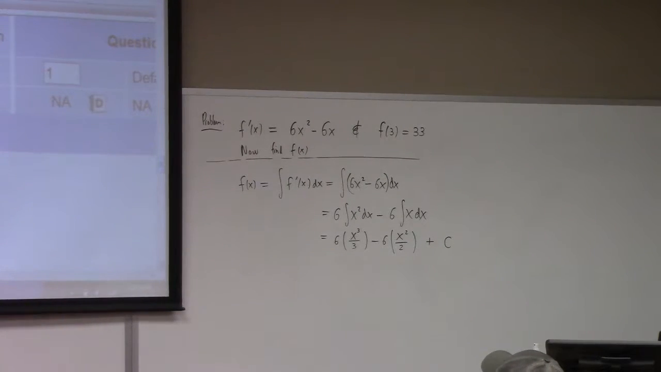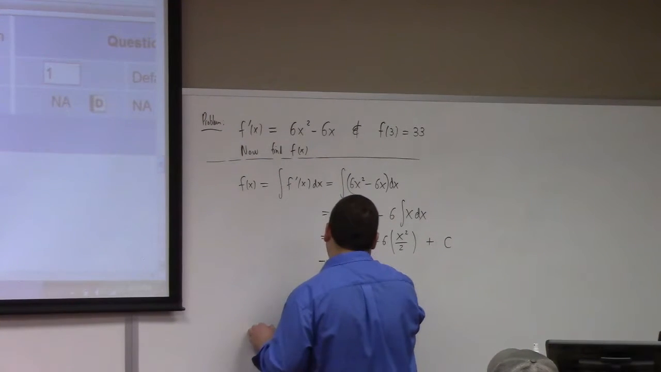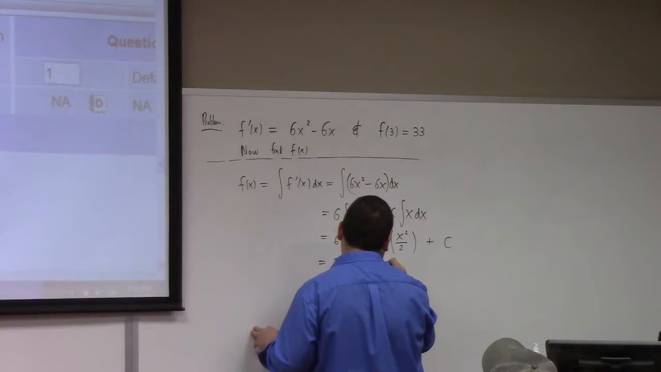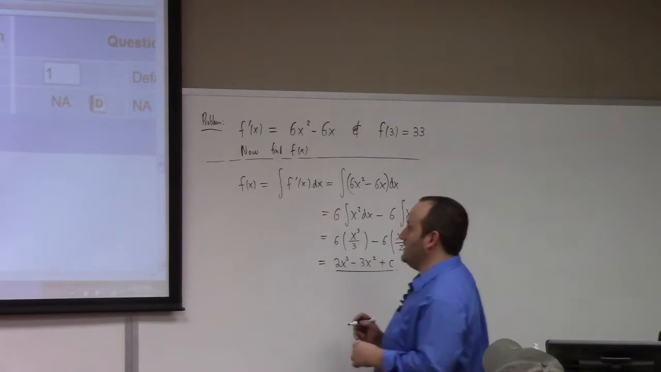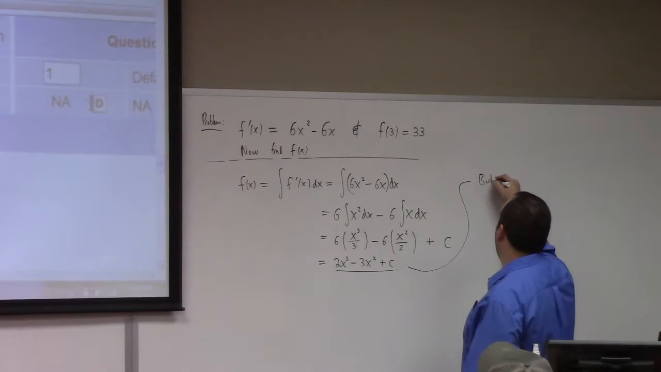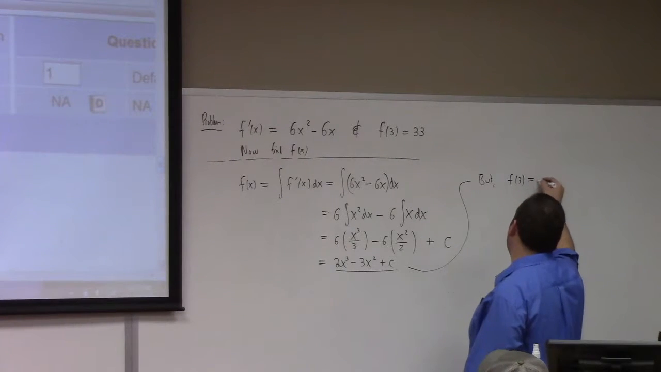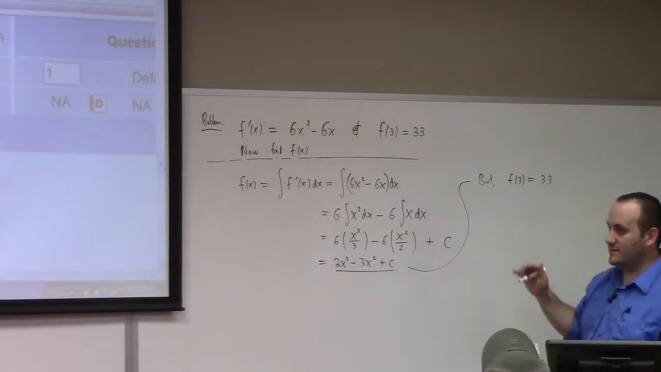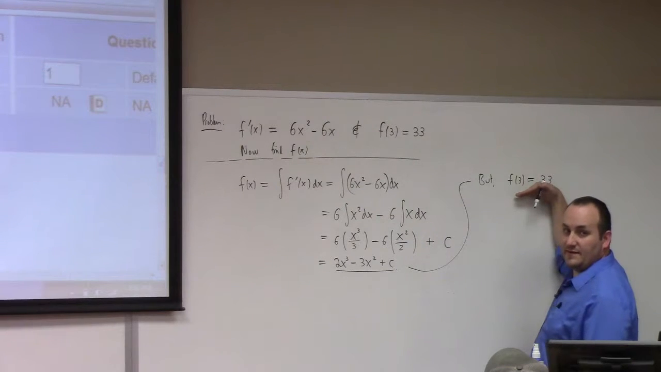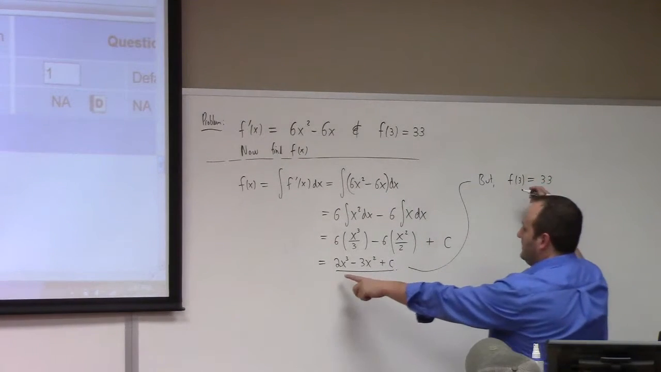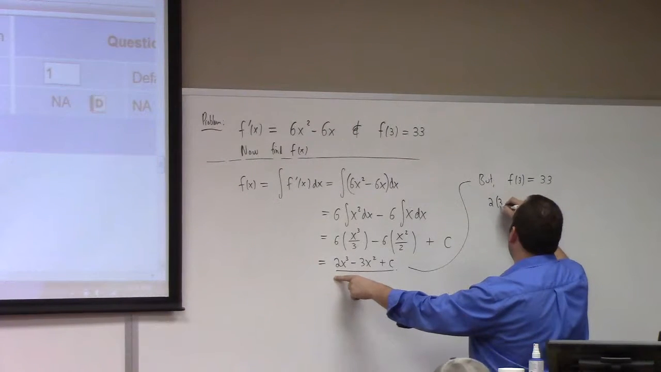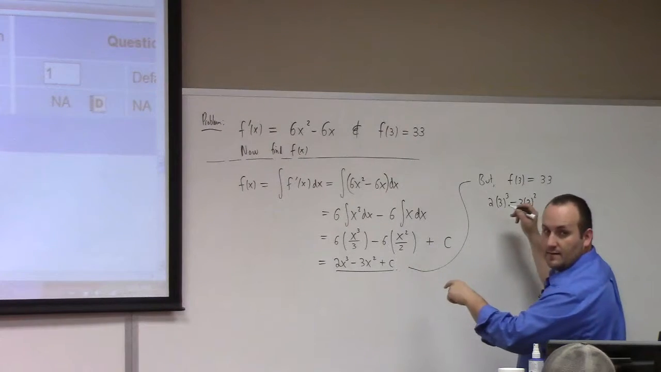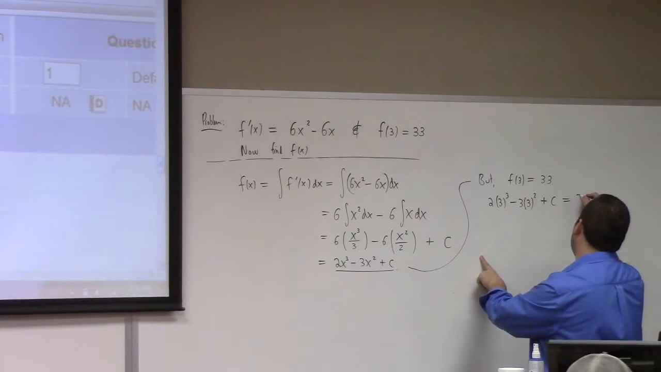Okay. And then we can clean this up a little bit, right? This is 2x cubed minus 3x squared plus a constant. Now, how do I figure out what that constant is? F of 3 is 33, right? So that constant doesn't have the freedom to be whatever it wants to be. It is forced to be a particular value by this piece of data right here. Now, 2 times 3 to the third power minus 3 times 3 squared, plus a constant, has to be equal to 33.